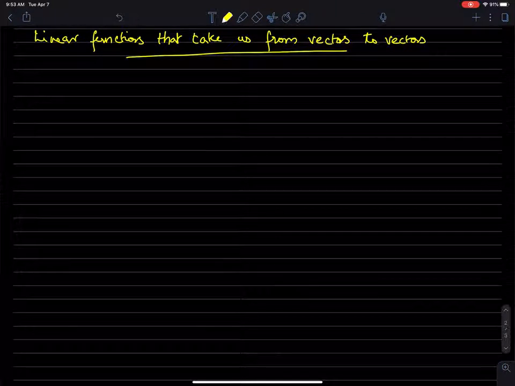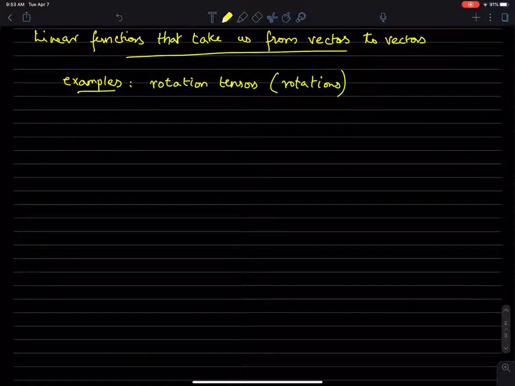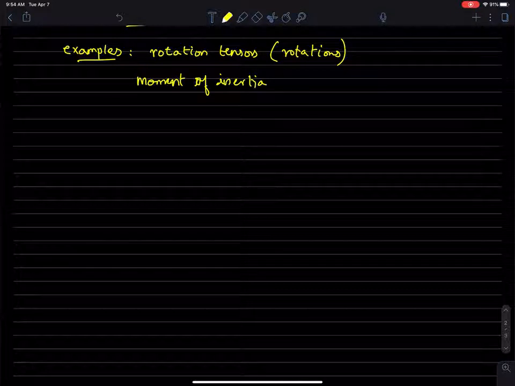All right, so examples, of course, any linear function that takes vectors to vectors is worthwhile, but in our context in mechanics, the following things come up naturally: rotation tensors, by which we mean rotation operations. Basically, we mean rotations of vectors, because it's a linear transformation, and it takes one vector and gives you another vector. What else? It turns out moment of inertia is a tensor. As we will see, it's going to operate on angular velocity and give you angular momentum, for instance. So we'll talk about that.